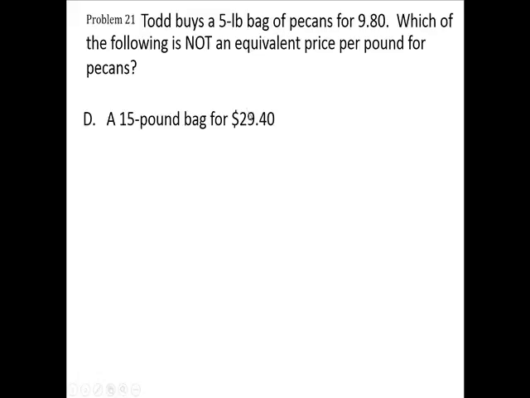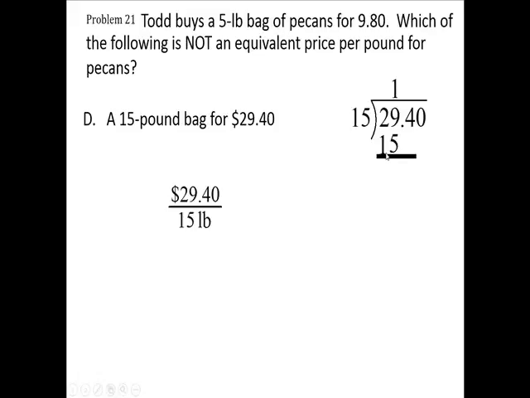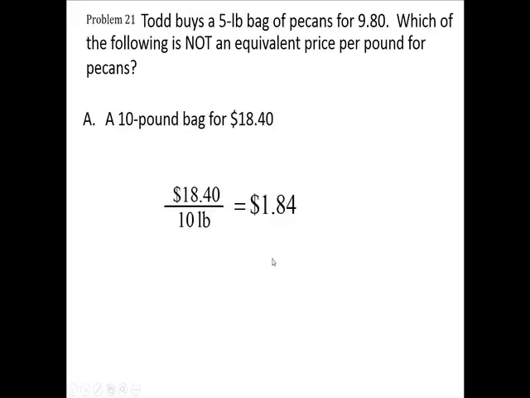Let's take 29.40 and divide it by 15. 15 into 29, 1 time. Bring down that 4. Bring the decimal up. 9 times 15 is 135. And 6 times 15 is 90. So of the 4 answers, A is the one that's not an equivalent price per pound.